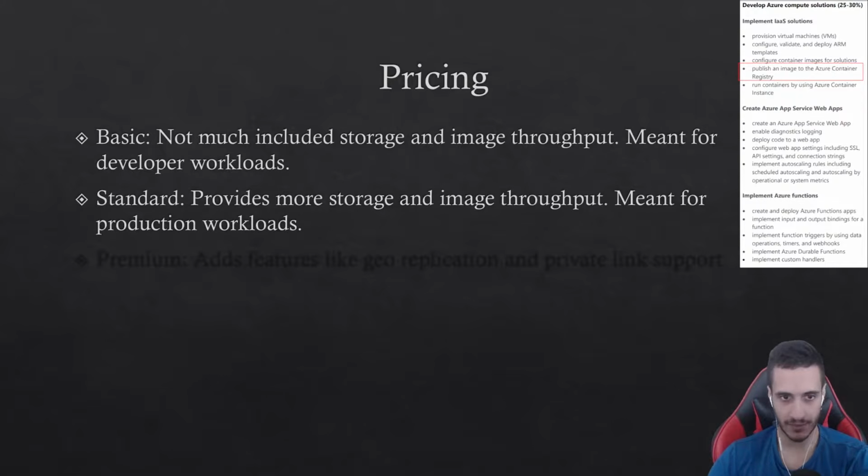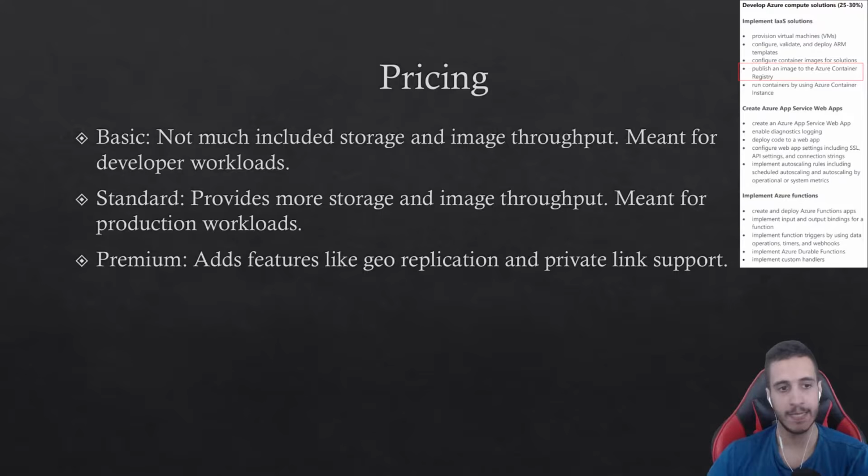The standard provides more storage and image throughput, and this is actually meant for production workloads. The last one is the premium tier. This adds all the features of the standard, but it adds extra features like geo replication and private link support.